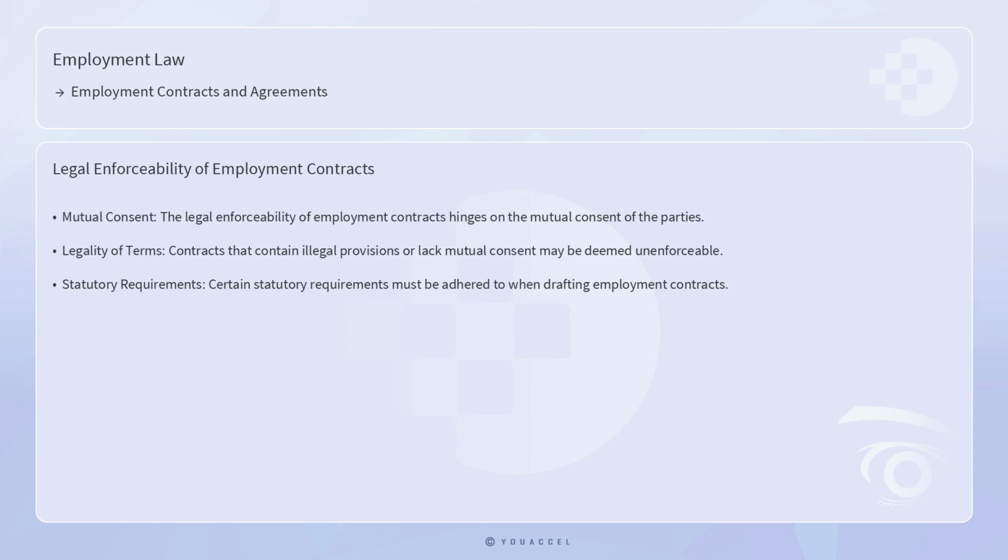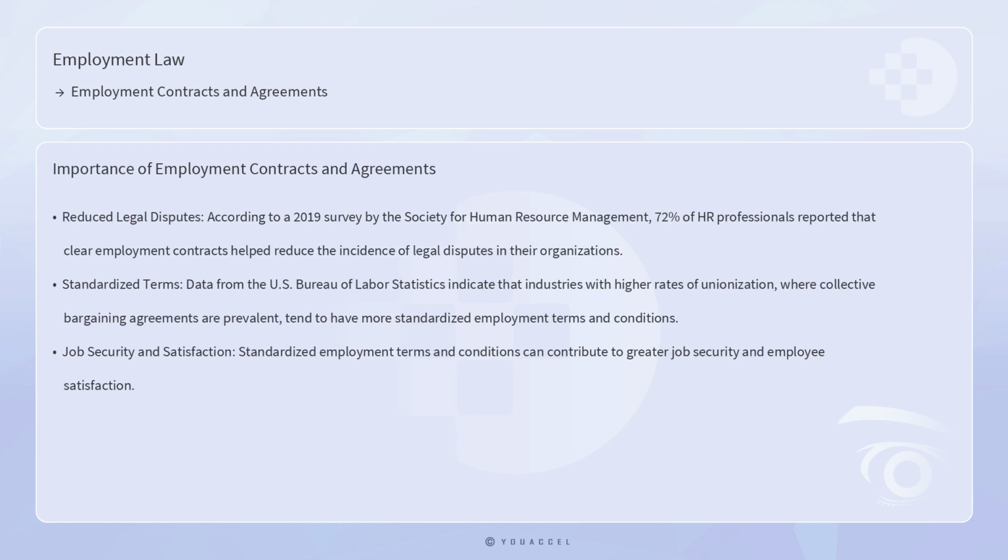The legal enforceability of employment contracts hinges on several factors, including the mutual consent of the parties, the legality of the contract terms, and the presence of consideration. Contracts that contain illegal provisions or lack mutual consent may be deemed unenforceable. Additionally, certain statutory requirements, such as those mandated by the Fair Labor Standards Act, the Family and Medical Leave Act, and the Occupational Safety and Health Act, must be adhered to when drafting employment contracts.